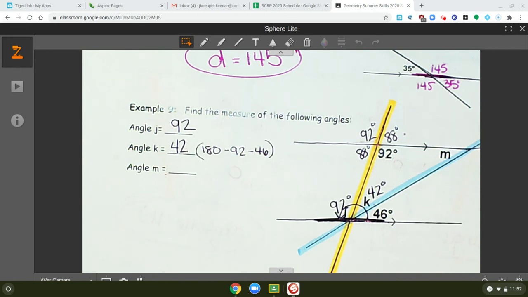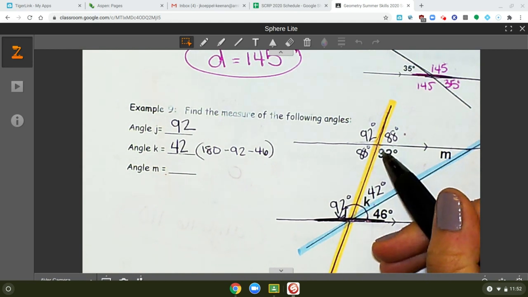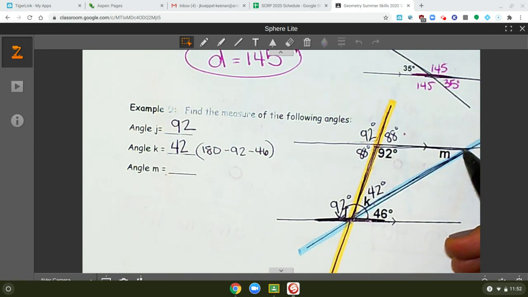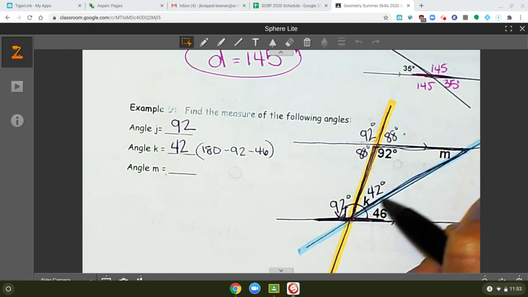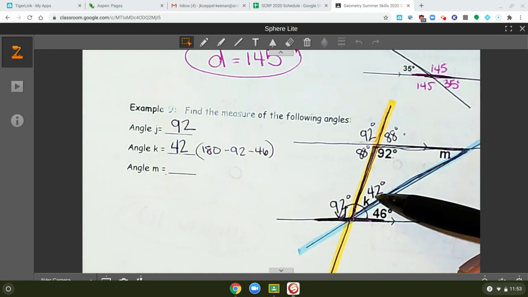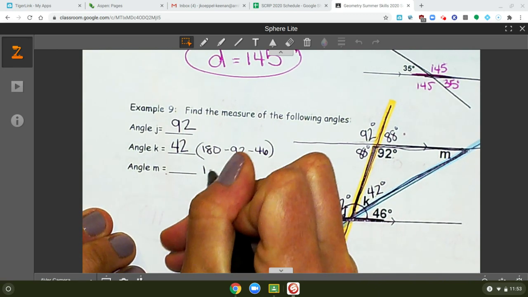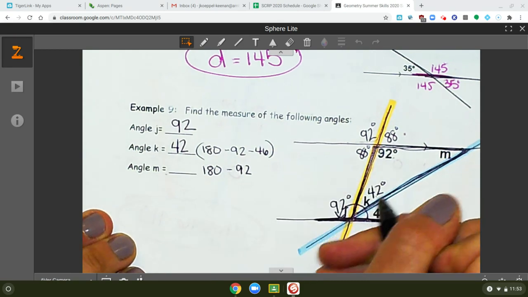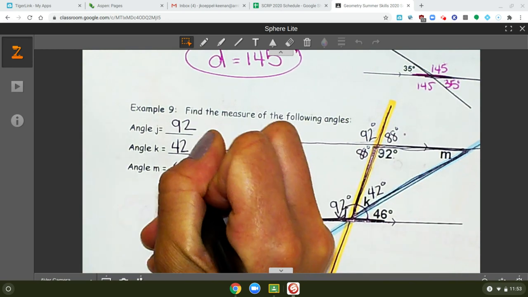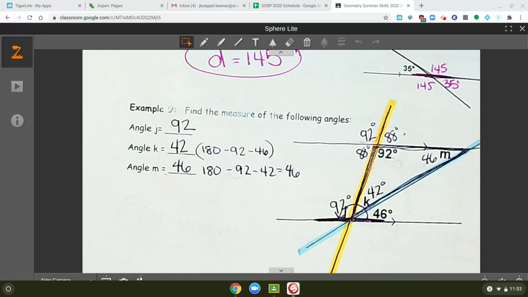Okay, next we have one final angle left, and that is angle M. Now, remember, we can also look for our different shapes. So if I look in the middle here, what shape do we see? Do you see the triangle? Yes, and is angle M one of the angles of a triangle? Well, it sure is. So it would be M, 92, and 42. So what do we know about the three angles of a triangle? You got it. They have to add to 180. So I'm going to do 180 minus 92 minus 42, and let's see, what do we get? We get 46 degrees. So angle M is 46 degrees, and we've got it.